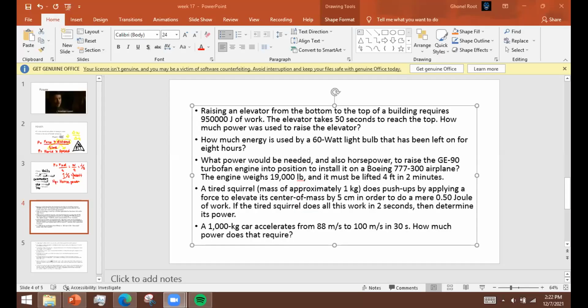Okay, next. What power will be needed, and also horsepower? So, answer dapat natin in horsepower. Binanggit naman dyan: to raise a GE90 turbofan into a position to install it on a Boeing 777-300 airplane. So, technically, the engine weighs 19,000 pounds and it must be lifted 4 feet in 2 minutes.